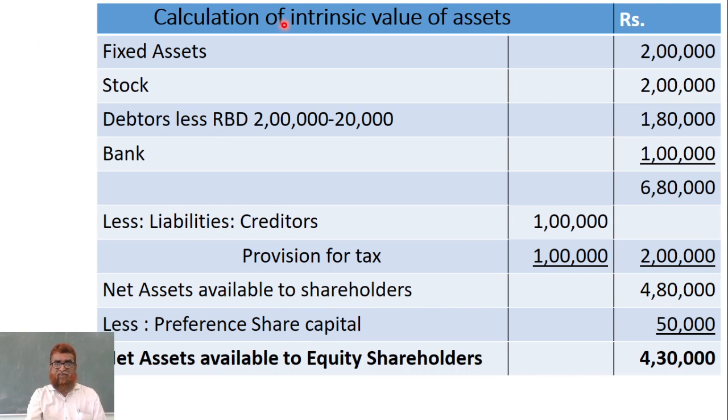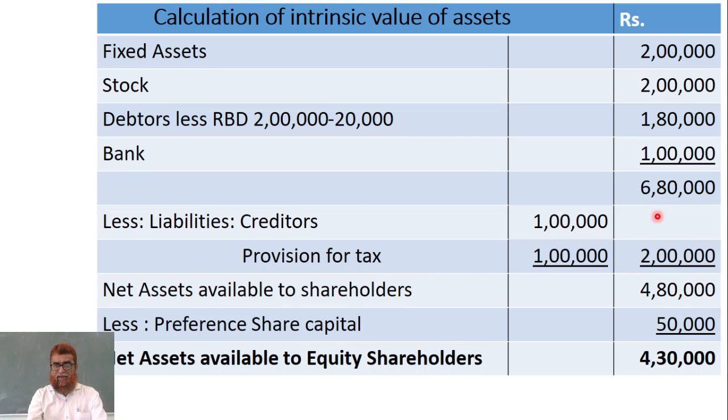See here, fixed assets, as I told, now 2 lakh, stock given in the balance sheet 2 lakh, debtors less RBD, 2 lakh minus 20,000, 1,80,000. Next we have bank account balance 1 lakh. Total of these: 2, 4, 5, 6 lakh, 5,80,000, 6,80,000 rupees is the total of the assets. From this we should deduct the liabilities. As I already told, there are two liabilities. One is creditors 1 lakh, other one is provision for taxation rupees 1 lakh. So 2 lakh rupees is the liabilities.